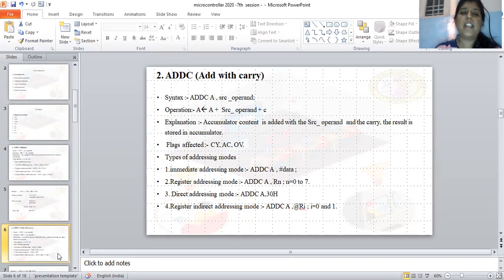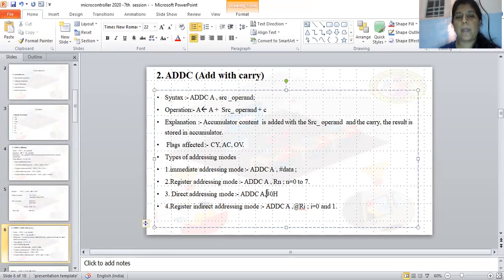Examples for different types of addressing modes: immediate addressing mode, that is ADDC A, #data. For register addressing mode, it will be ADDC A, Rn. For direct addressing mode, it will be ADDC A, 30h. For register indirect addressing mode, it will be ADDC A, @Ri.